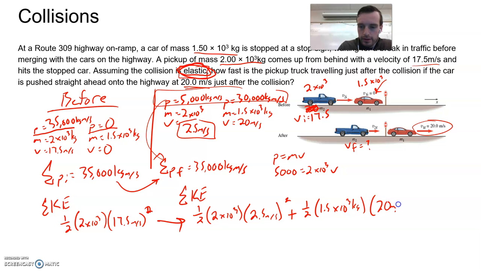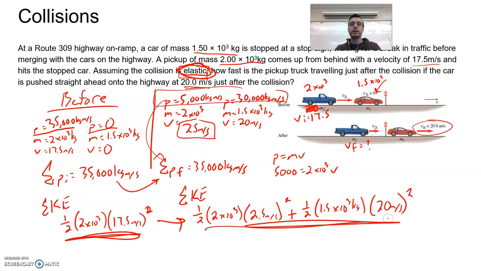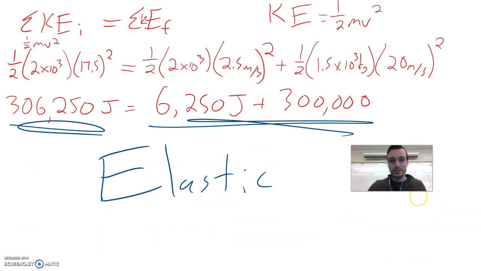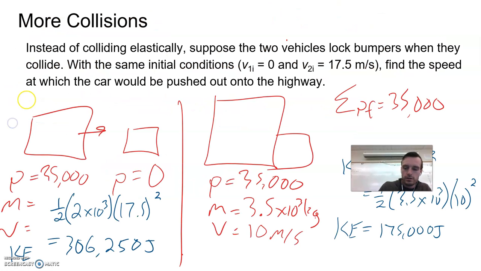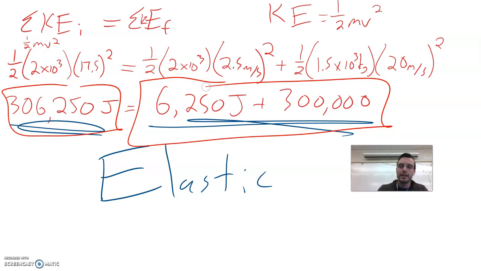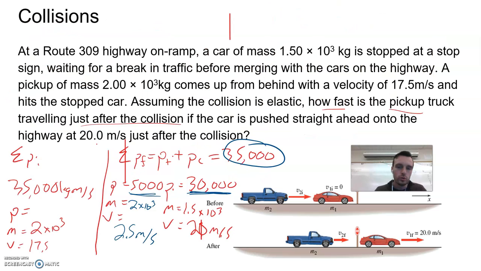And it turns out that when you plug all those numbers in to check, is the kinetic energy before the collision equal to the total kinetic energy after the collision? The answer is yes. All right, so here's the work for that. Here's the numbers that work out. It is an elastic collision because the total kinetic energy before the collision is indeed equal to the total kinetic energy after the collision. Sweet.